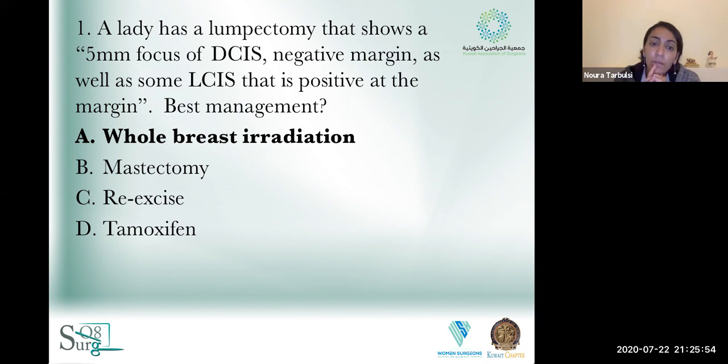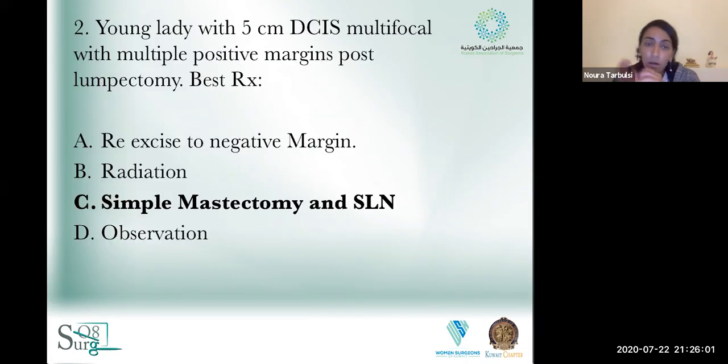All right, we'll go for the second question then. Young lady with 5 centimeter DCIS, multifocal with multiple positive margins post-lumpectomy. Best treatment: re-excise to negative margins, radiation, simple mastectomy and sentinel lymph node biopsy, or observation.